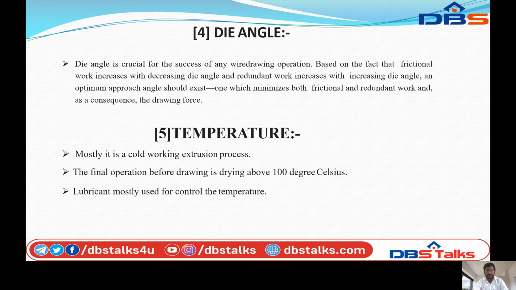So next, die angle. Die angle is crucial for the success of any wire drawing operation, based on the facts that frictional work increases with decreasing die angle and redundant work increases with increasing die angle. The optimum approach angle should exist, one which minimizes both frictional and redundant work and, as a consequence, the drawing forces.